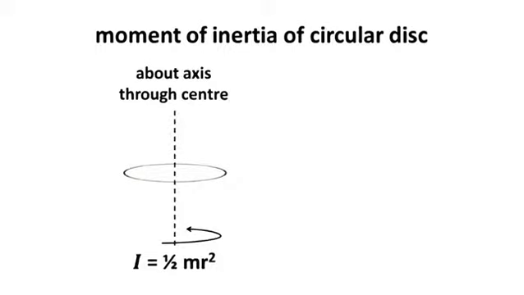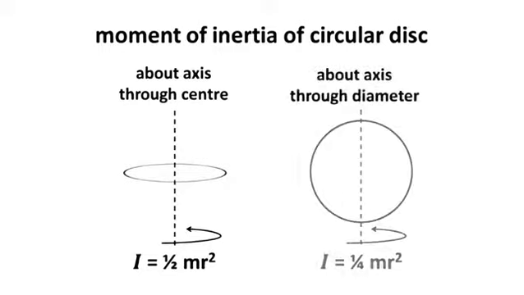It's important to emphasise that the orientation of the disk affects the moment of inertia, not just its mass and radius. For example, if we rotated it instead about its diameter, the moment of inertia is 1/4 mr squared. This is less than the first orientation we considered because more of the mass is now nearer to the axis of rotation, so it becomes easier to rotate.